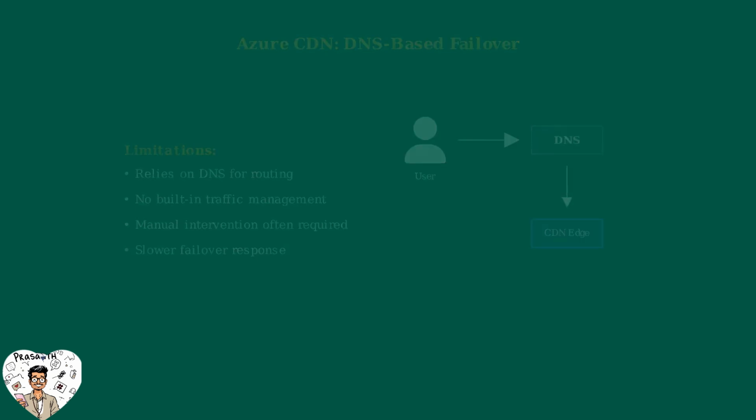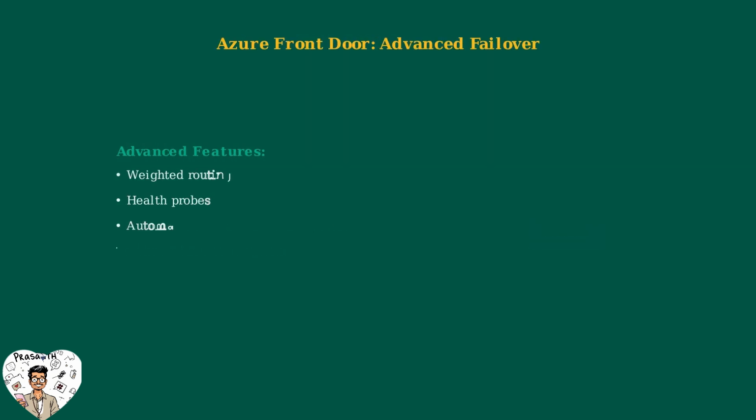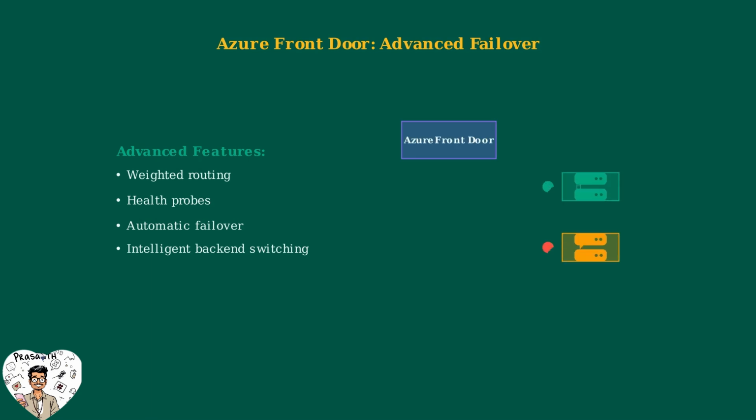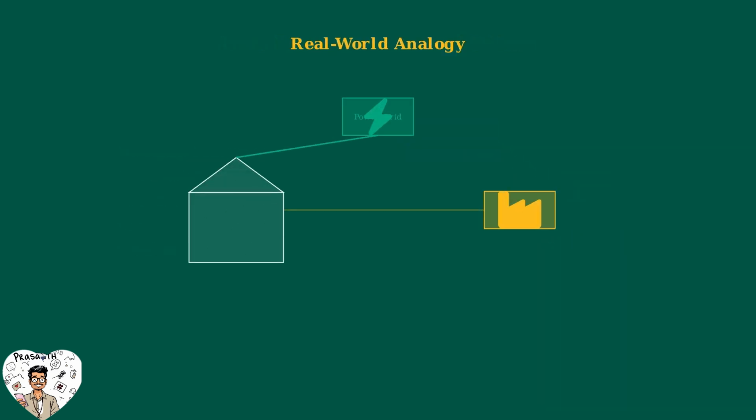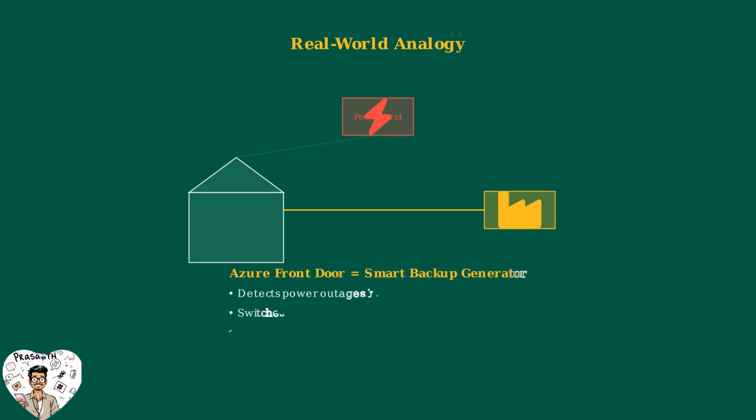Azure Front Door includes advanced traffic management features like weighted routing, health probes, and automatic failover. It continuously monitors back-end health and can intelligently switch between back-end pools based on availability. Think of Azure Front Door like having a smart backup generator that kicks in during a power outage. When the main power grid fails, the generator detects this instantly and switches automatically to keep your house running without interruption.